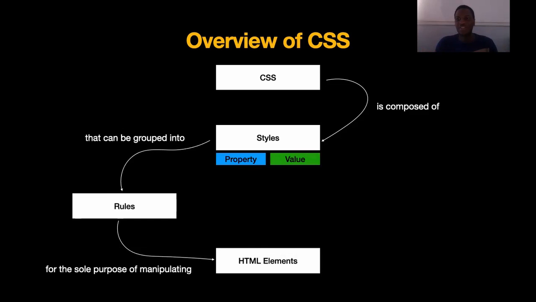Now, these rules are strictly for the sole purpose of what? Manipulating HTML elements. You see how everything in CSS boils down to manipulating HTML elements. It's composed of styles that have properties and values, and then these styles can be grouped into rules that eventually manipulate HTML elements. So that is a top-down overview of what CSS is. And truth be told, if you know how each of these concepts plays a role in CSS, you'll be able to master CSS.